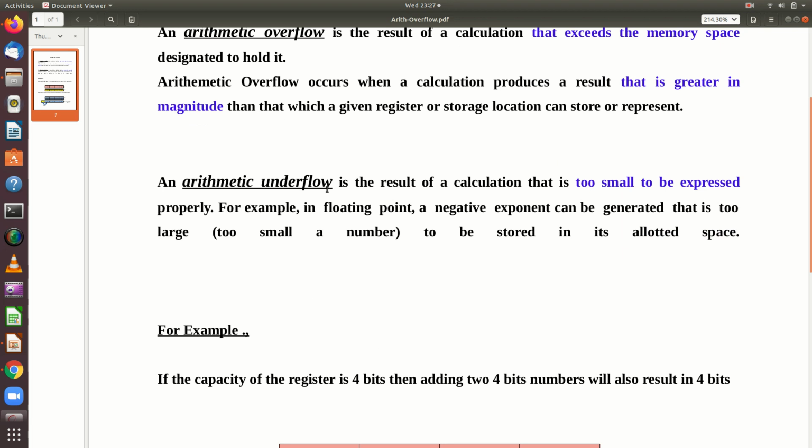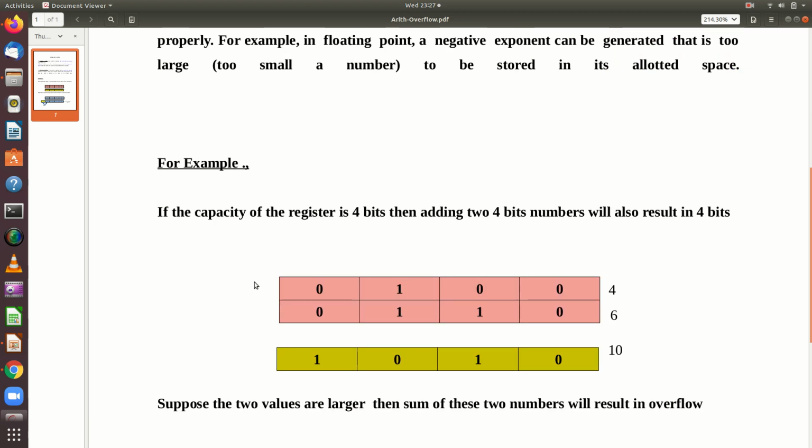Whereas arithmetic underflow is the result of a calculation that is too small to be expressed properly. For example, in floating point, a negative exponent can be generated that is too large to be stored in its allotted space. So if the exponent value is too large, obviously the value is going to be a very small value, but this cannot be represented in the allotted or designated memory space. That is what you call arithmetic underflow. Let us see an example here.